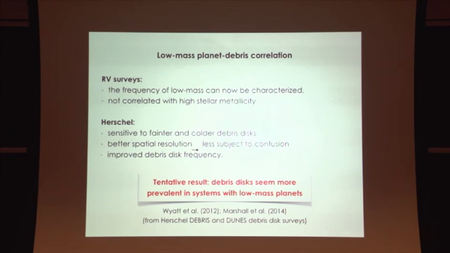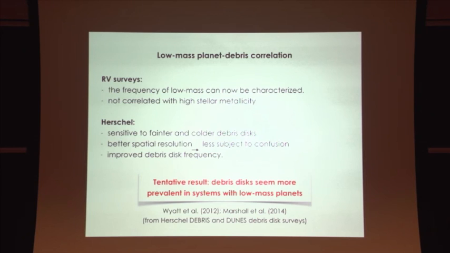So, again, people looked at whether or not there was a correlation between low mass planets and debris disks, and what they found is that there is tentative evidence, using the Herschel DUNES debris disk surveys, that there is such a correlation.